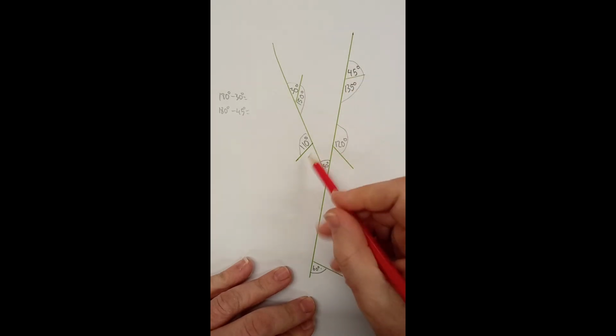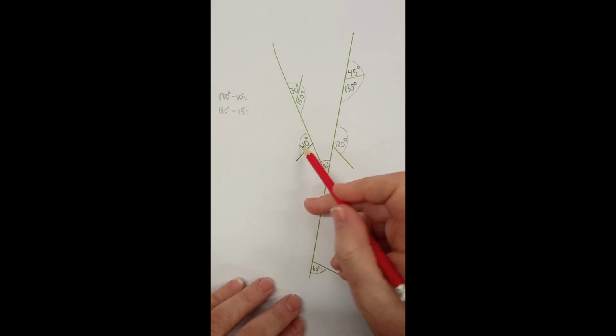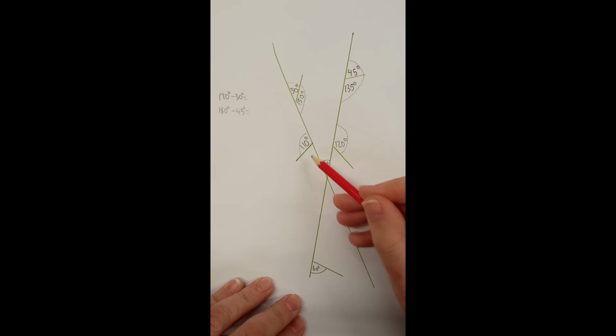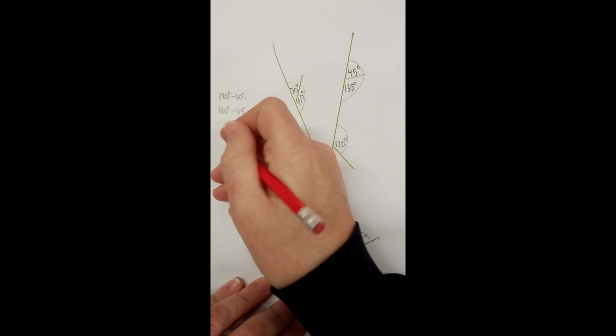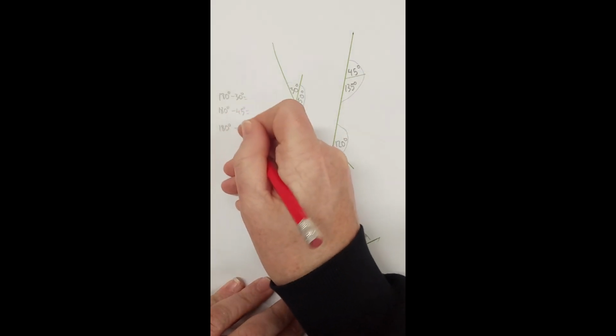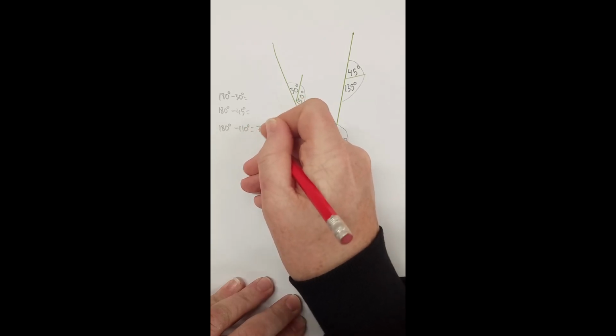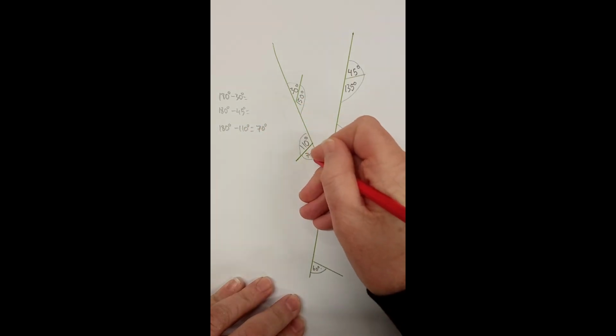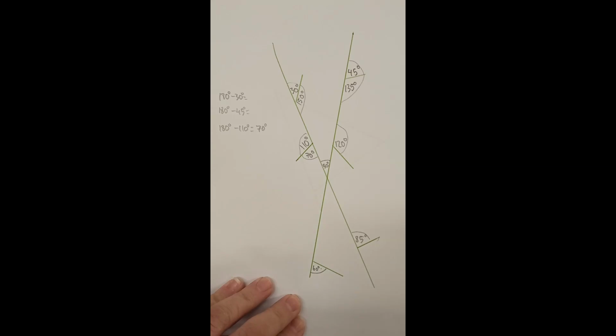Straight line. We'll do it again for here. This is 110. That's a straight line. So what's this missing one in here? Well, it's 180 minus 110, which is 70 degrees. So that's 70 degrees in there. So you can pause now and try the rest of them, and then I'm going to play on and you can see the rest of them.